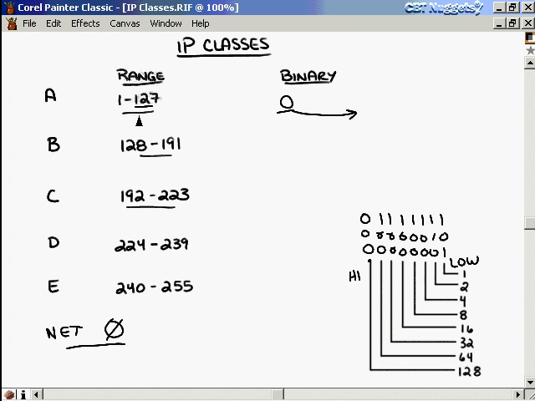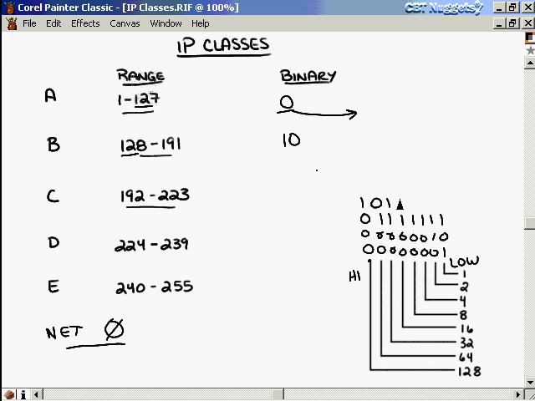The same thing holds true for the Class B. It just has a different rule. The rule here is that the first bit, the high order bit, will be a 1, and the bit to the right of that will be a 0. So I have to have a combination of a 1 and a 0 here. And the result of that is, if the rest of these are zeros, I have a value of 128, because this is the only place that's turned on. That's the low end of the range.